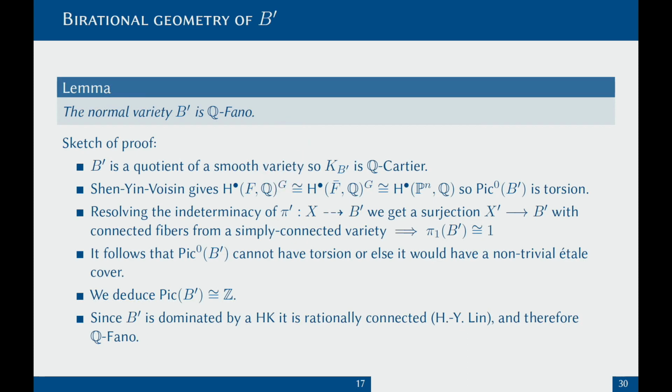And it cannot be of Q-general type or Q-trivial because it's actually covered by rational curves. It's actually rationally connected by a result of Qing Lin. Whenever you're dominated by a hyper-Kähler, if you have a dominant rational map from a hyper-Kähler, then you're automatically going to be rationally connected. All right, so what is this business? How does knowing that this B prime is Q-Fano give us anything about the fiber?